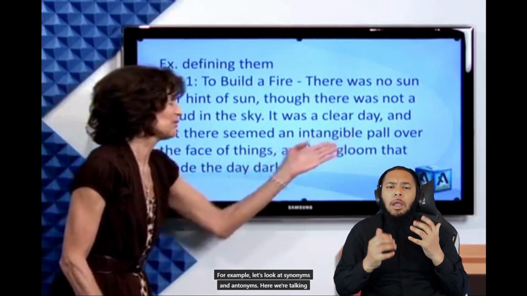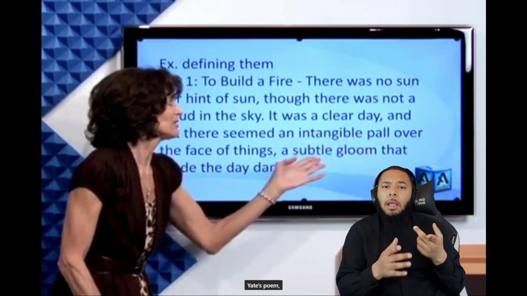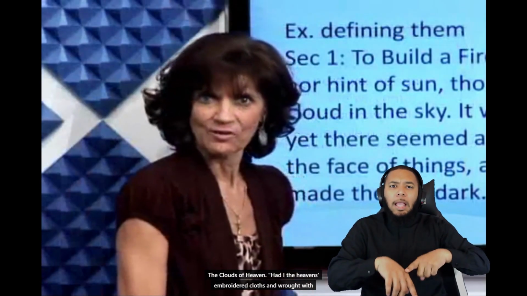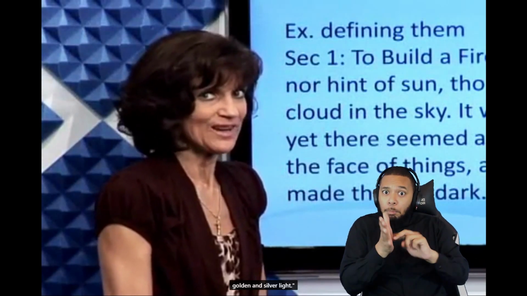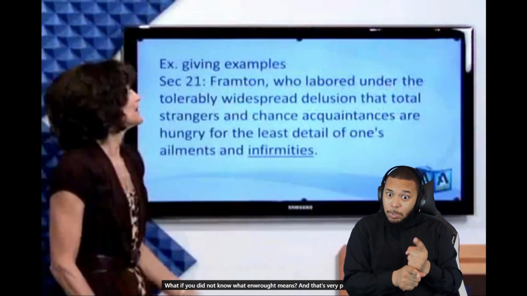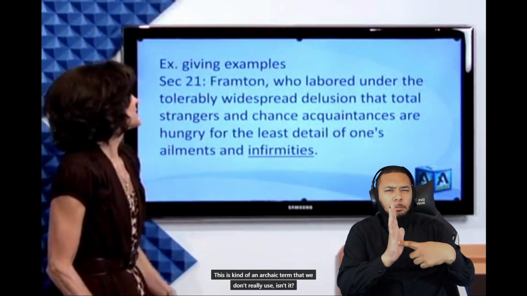Now, do you know what intangible means? A subtle gloom, intangible pall, subtle gloom. So the author has actually defined those terms right there. See how nice that is? Now you understand. What about an author giving examples, synonyms?